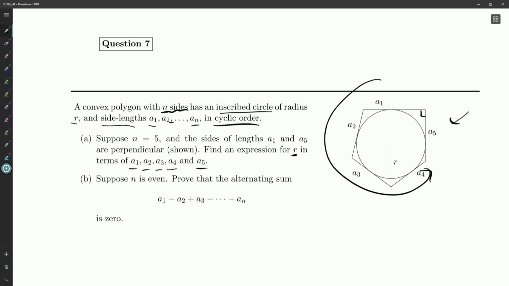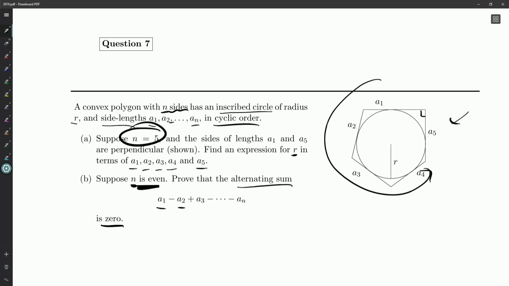Okay, interesting. Part B looks like it's involving the same setup, although it's talking about an even n. And we want to prove that the alternating sum, so if you add and subtract the sides alternatingly as you go around, should be 0. That's going to be interesting as well. I don't think B really helps us work with A. Sometimes that happens on contests. As you move down a written question, the concept gets explored in more detail and more abstractly, but no, solving B isn't going to help us because 5 is odd.